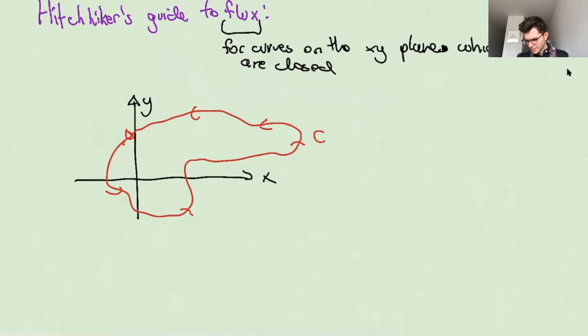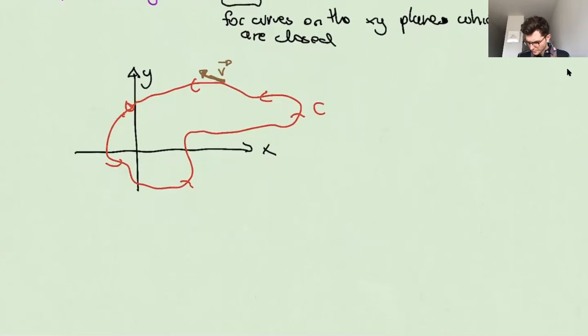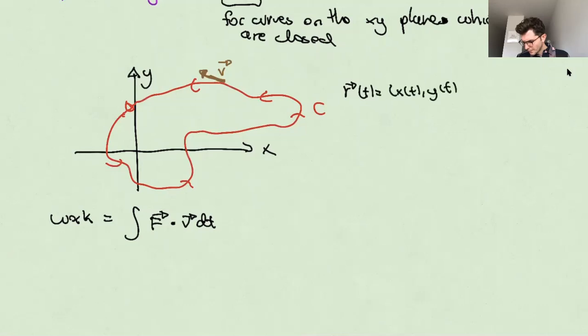Okay. And then let's just recall what the definition of work was. Well, the definition of work was the integral of f dot v dt, or well, not really the definition, but the way in which we computed it at the end. Now, because it's a curve on the xy plane, the position vector is just x of t, y of t for a point on the curve, right?